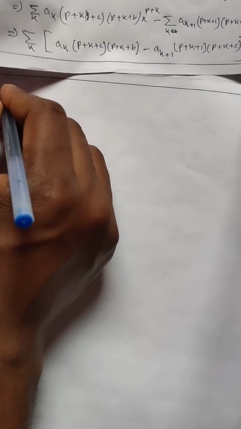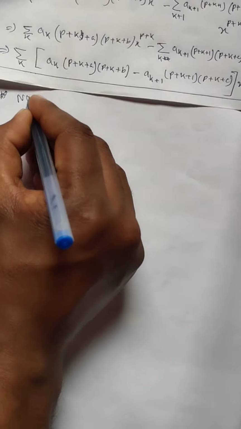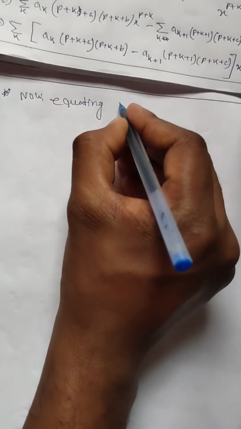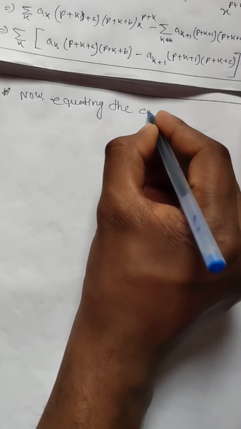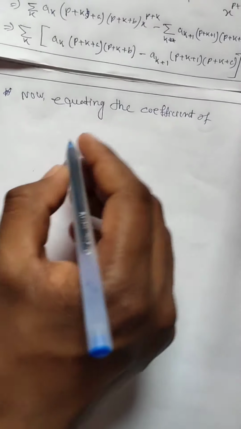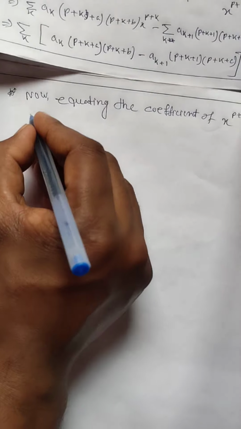Here this is the equation. Now equating the coefficient of x to the power p plus k equal to 0. Now the equating the coefficient of x to the power is 0.